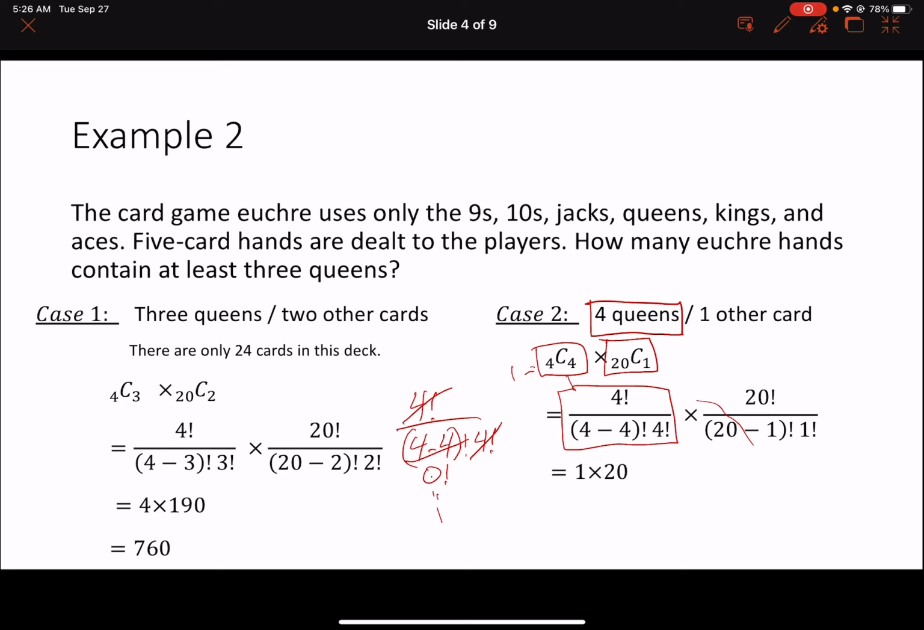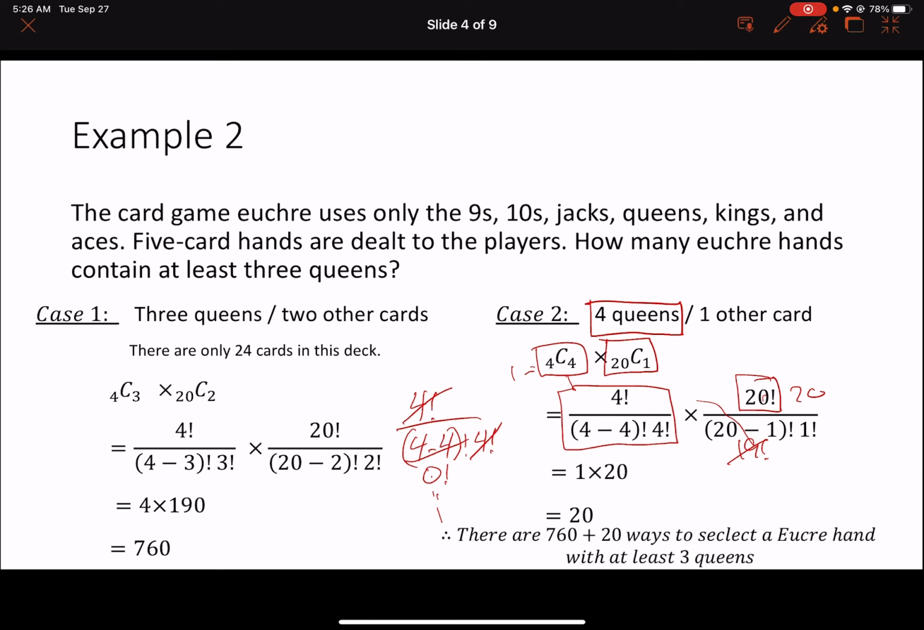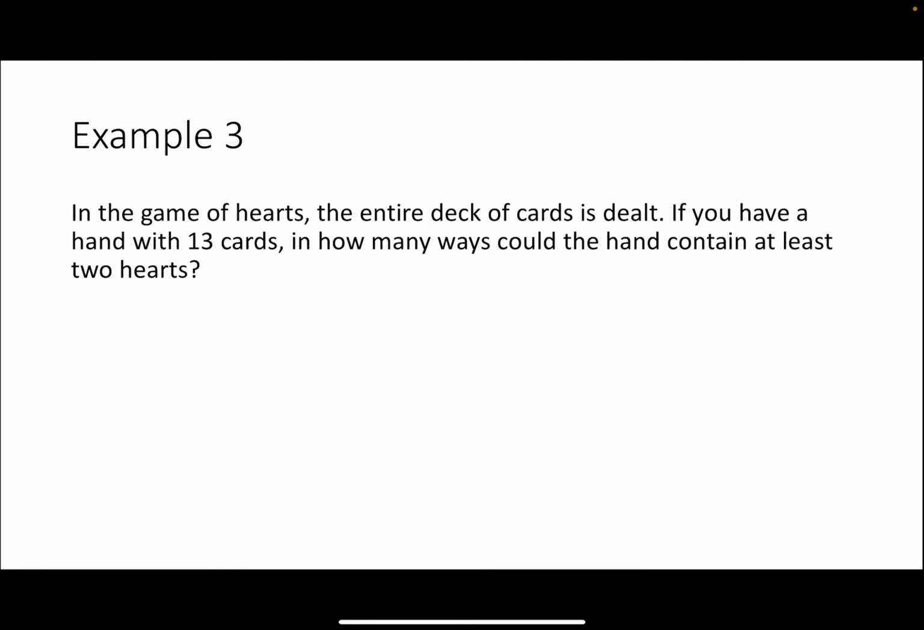We have 20 factorial over 19 factorial. We're left with only 20. So the answer is 20 ways to select 4 queens. And finally, we have 760 plus 20 ways. So 780 ways you can select at least 3 queens.